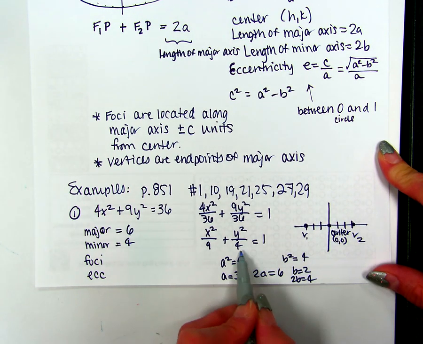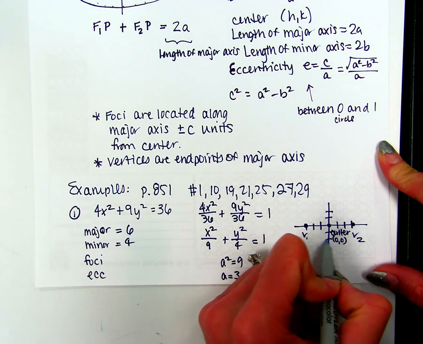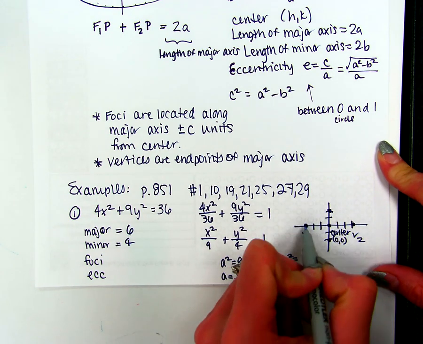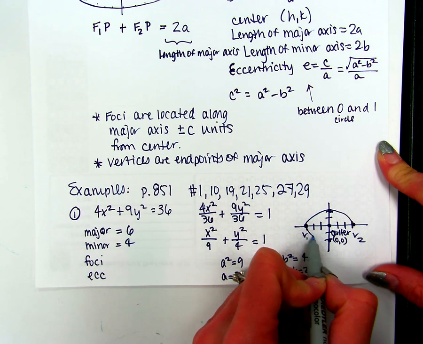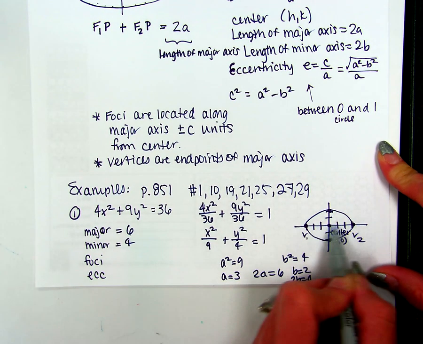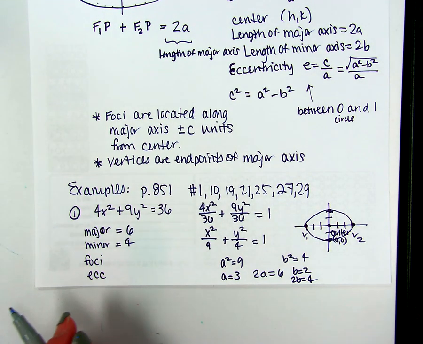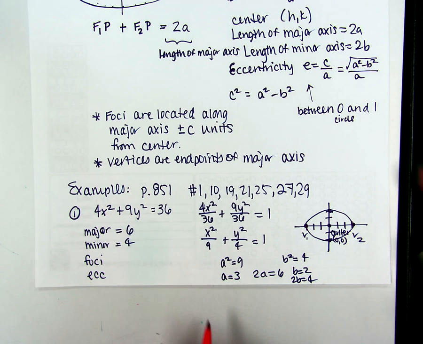We also need to go 2 units up and 2 units down. All right, so there's my picture of my ellipse. My foci have to be along the major axis, so I need to figure out what is c.